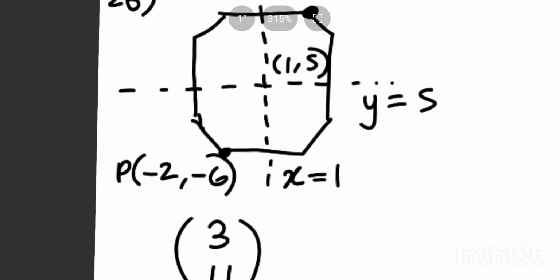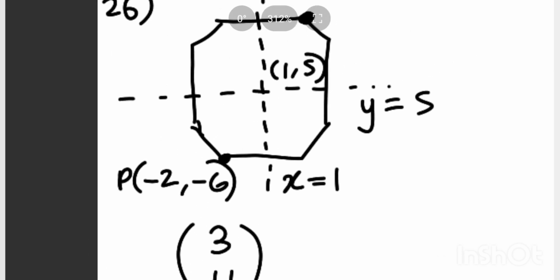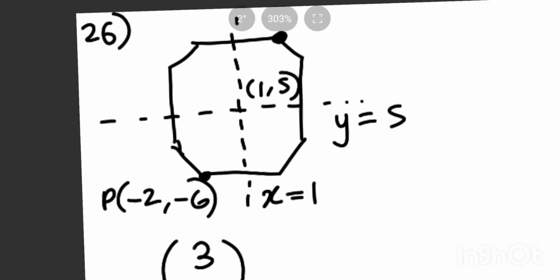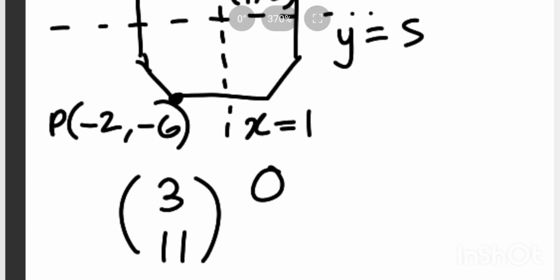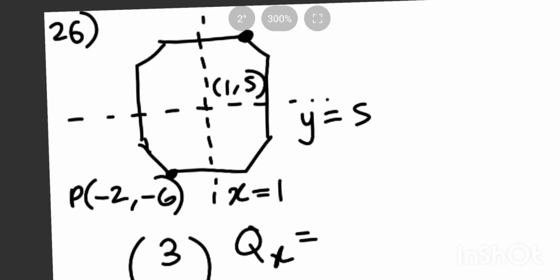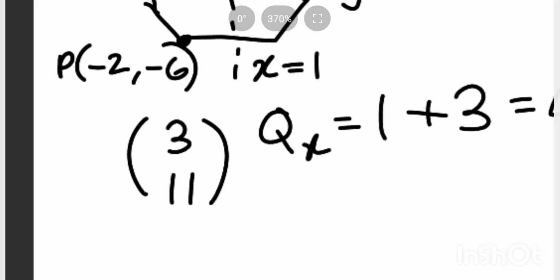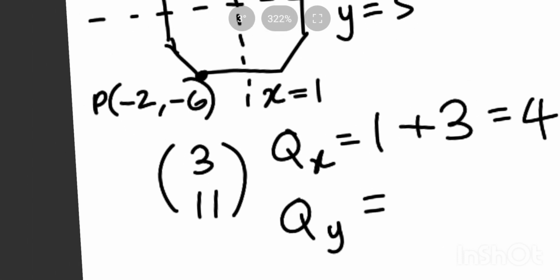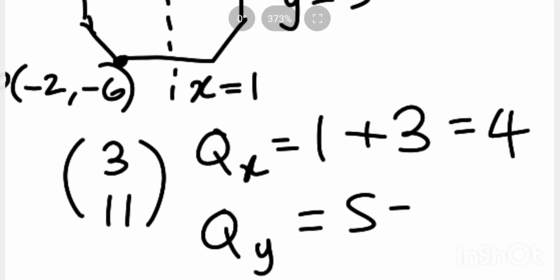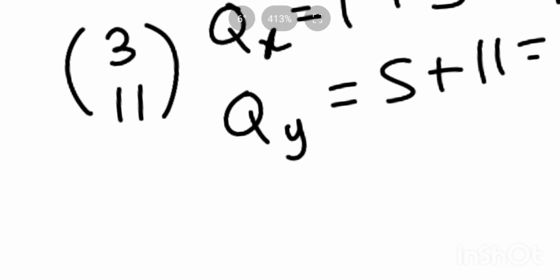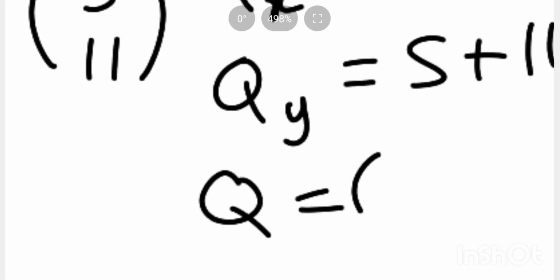So now you'd have to repeat this vector starting from the center. From the center, you'd have 1, 5. Apply this vector to go to point Q. So the x coordinate of Q is 1 plus 3, because the vector is 3 there. And then the y coordinate of Q is 5 plus 11, which is 16. So that's the coordinates of Q. So Q is 4, 16.